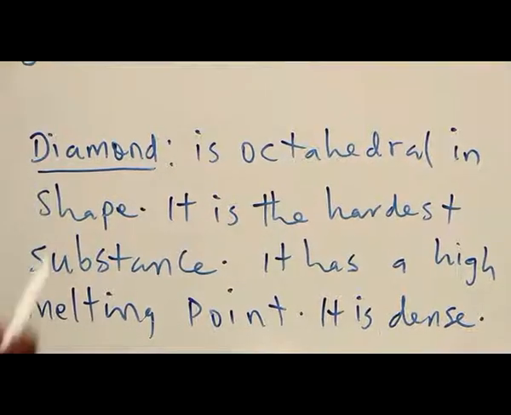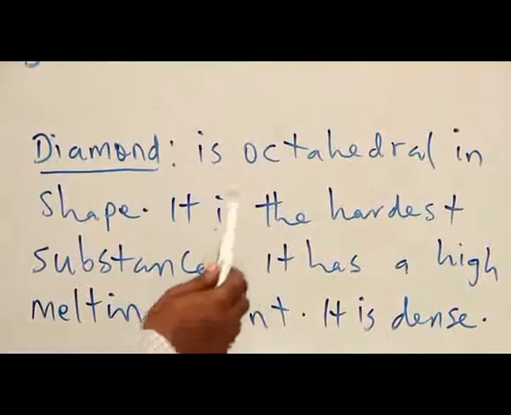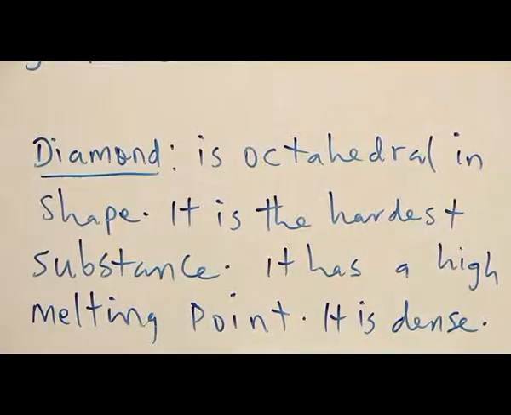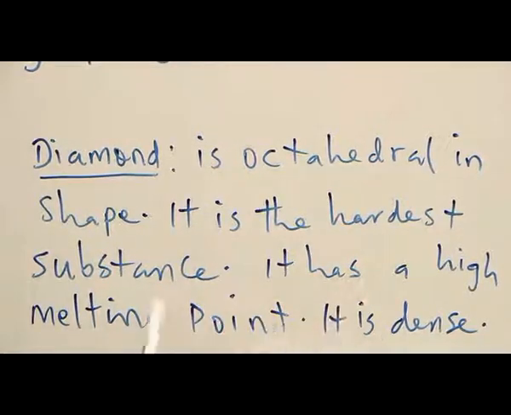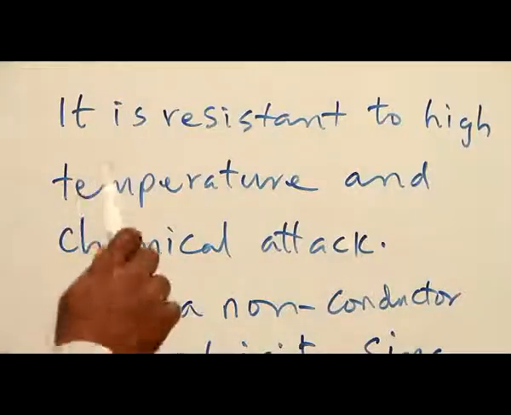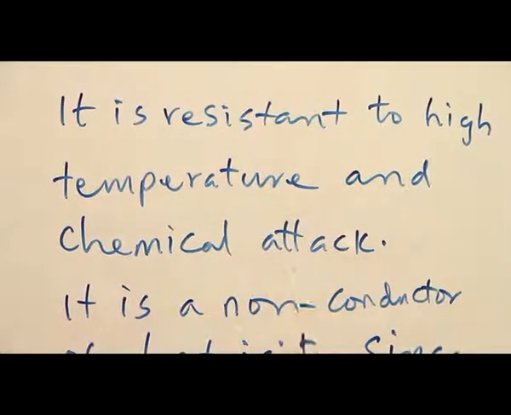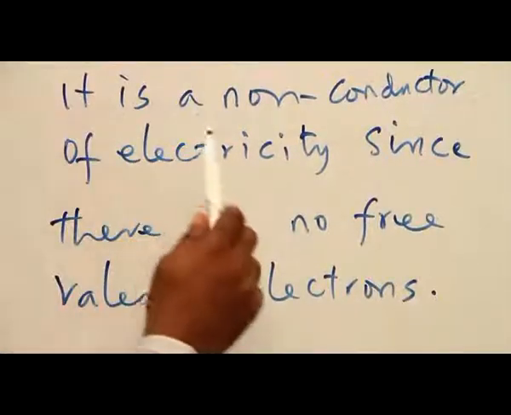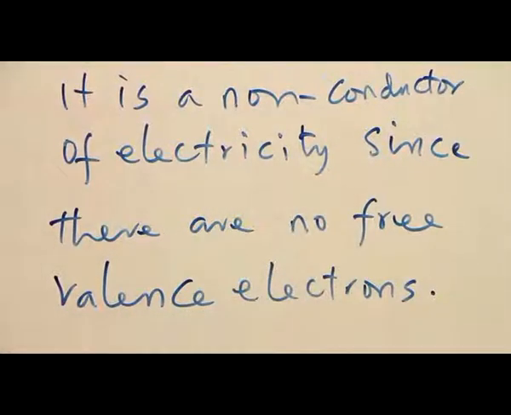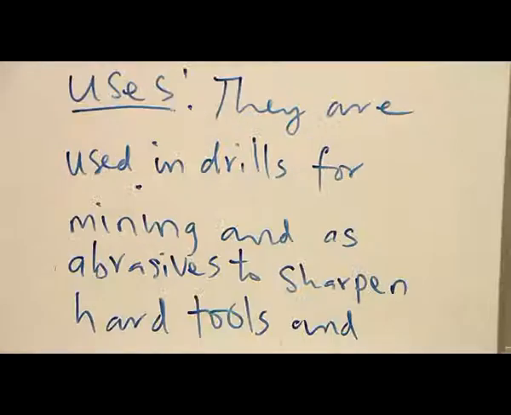Diamond is octahedral in shape. It is the hardest substance. It has a high melting point. It is dense. It is resistant to high temperature and chemical attack. It is a non-conductor of electricity since there are no free valence electrons.